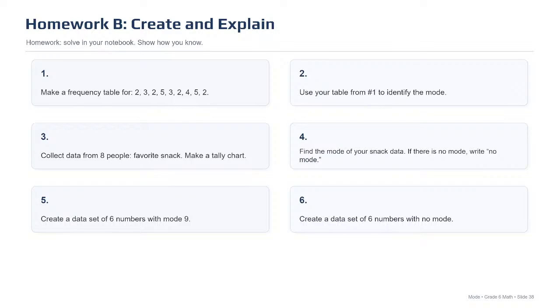Number 5, create a dataset of 6 numbers with mode 9. Number 6, create a dataset of 6 numbers with no mode. So these are just things you can do. Okay, next page is the answer key. So yeah, I have to move on.